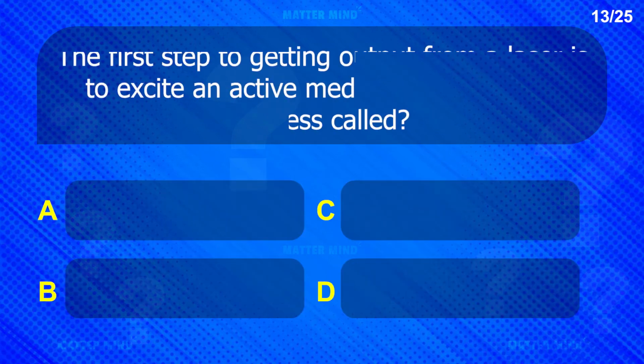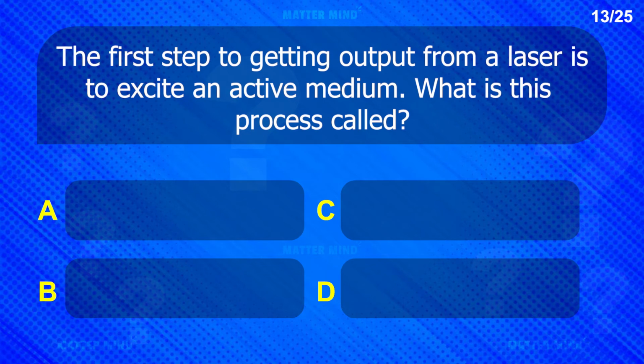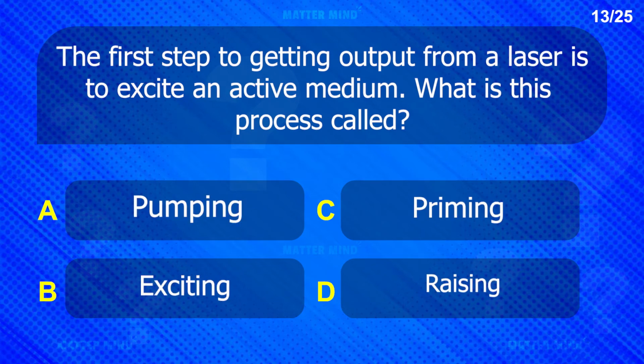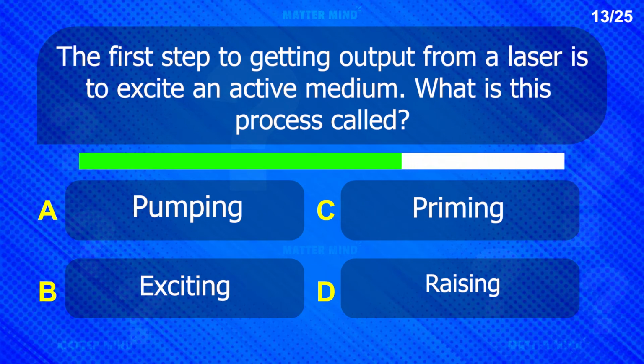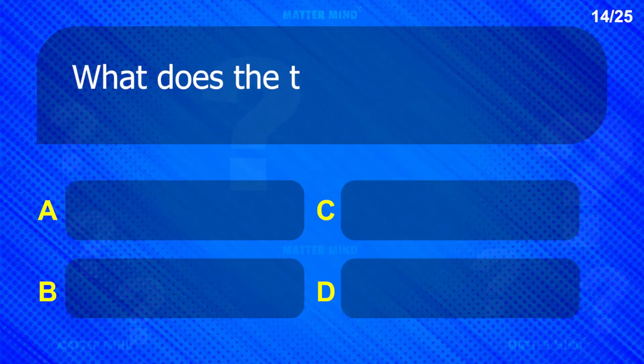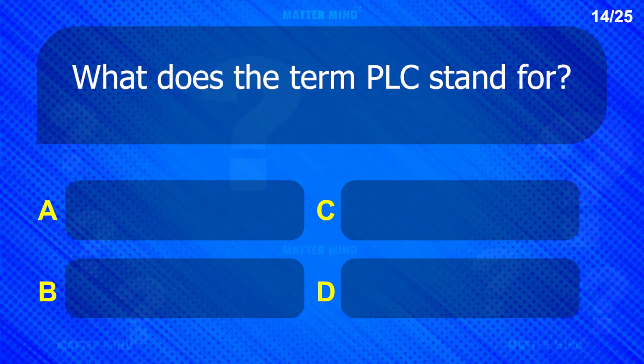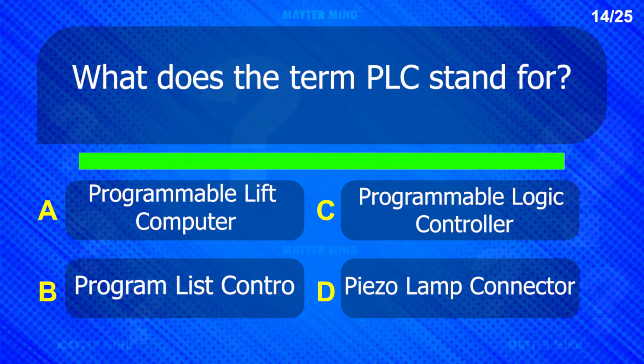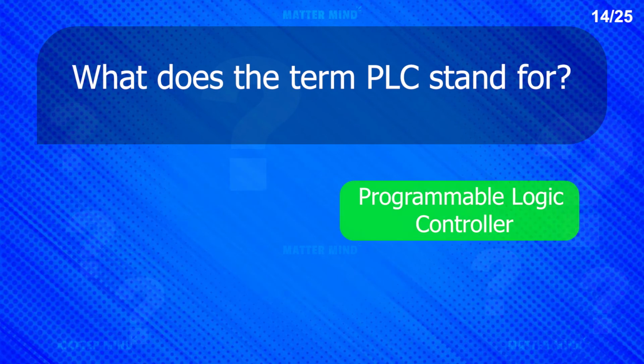The first step to getting output from a laser is to excite an active medium. What is this process called? Pumping. What does the term PLC stand for? Programmable Logic Controller.